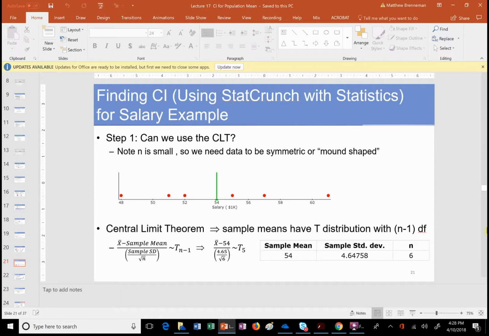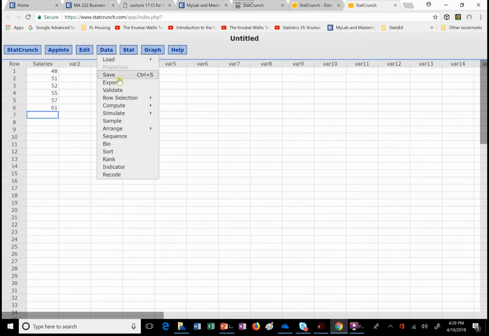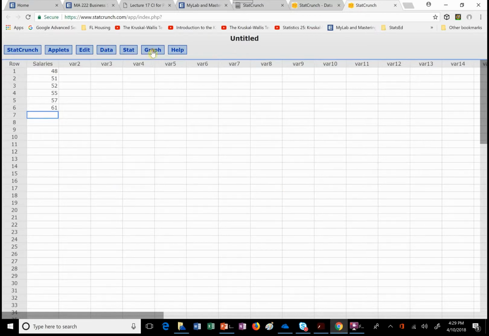So what is our sample size here? 6. Is that a large sample? No. So we definitely have to look at the distribution. So we go ahead and we plot the data values. Let's make a dot plot first. Whenever we have this few data points, we just make a dot plot. And how could I tell by looking at the dot plot if it's symmetric or not?